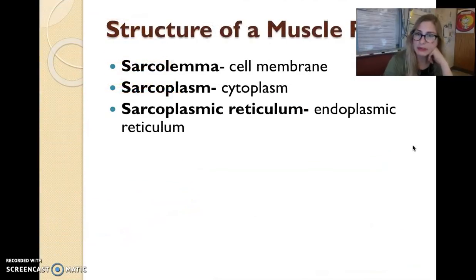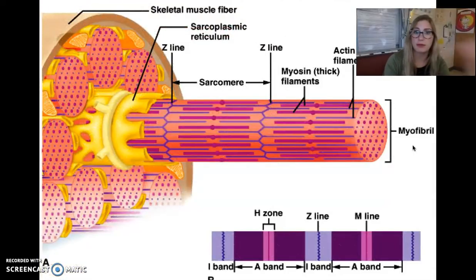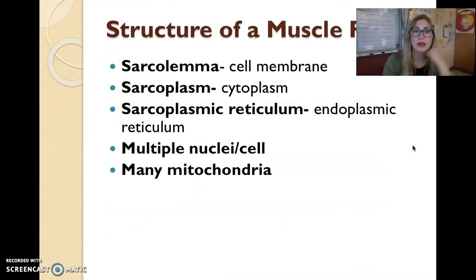The sarcoplasmic reticulum is the endoplasmic reticulum here. We are producing proteins, we are producing lipids in order for the muscle fiber to actually work. And we have tons of nuclei and tons of mitochondria. We have many nuclei because the nuclei have DNA. The more DNA, the more protein we can make to make our muscles bigger. And then the mitochondria are there in order to produce ATP. So the more ATP we have, the more endurance you are going to have.